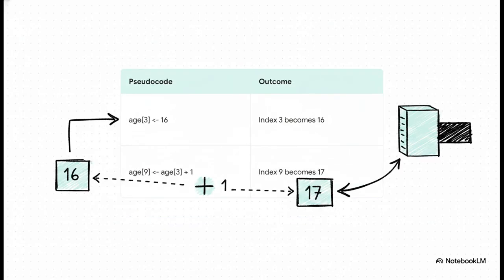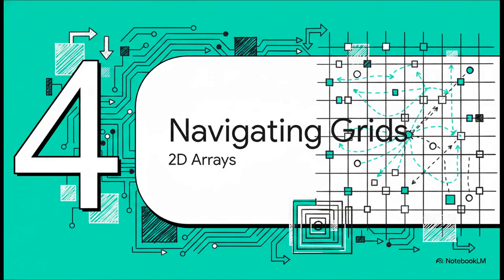Okay, let's see how this data actually talks to itself when we introduce some instructions. Looking at the pseudocode on the left, we first assign the number 16 into array index 3. Next, we want to assign a new value to index 9, and the rule says to take whatever value is in index 3 and add 1 to it. Since we know index 3 holds 16, adding 1 gives us 17. And the outcome on the right perfectly captures that result. See how the logic just flows across the structure? It's really elegant.